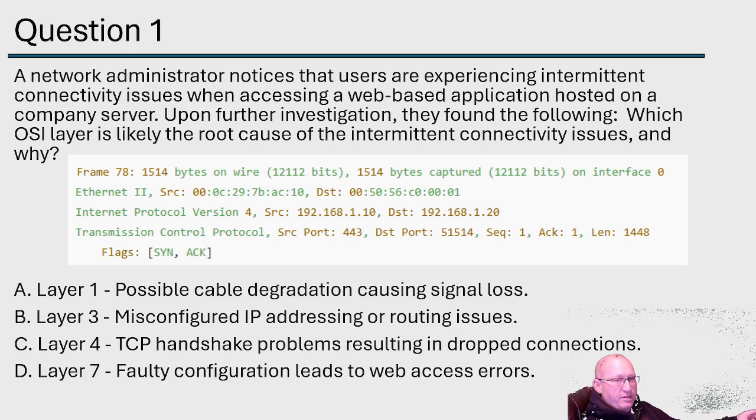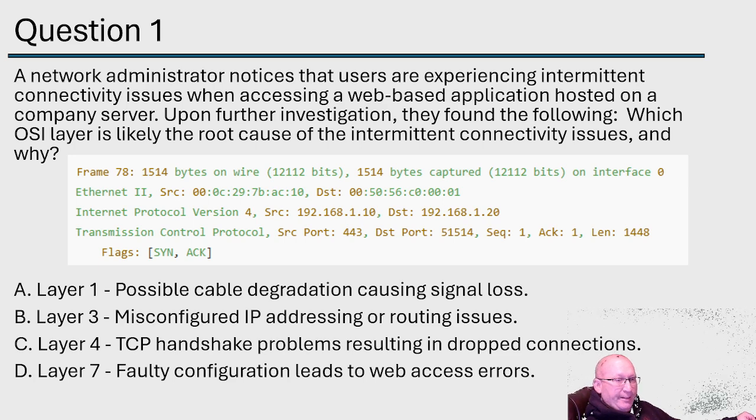A network administrator notices that the users are experiencing intermittent connectivity issues when accessing a web-based application hosted on a company server. So we know it's a web-based application, not a web page. That's always important. And then upon further investigation, they found the following. Which OSI layer is likely the root cause of the intermittent connectivity issues and why?